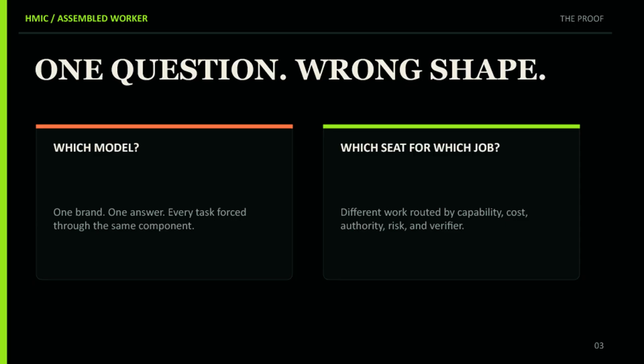That question assumes the answer is singular, one model for all the work. But the system that completed 662 jobs used different models for different job types. The answer was never one, it was always an allocation.